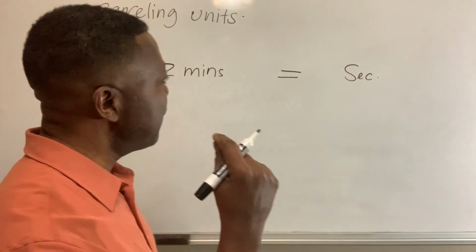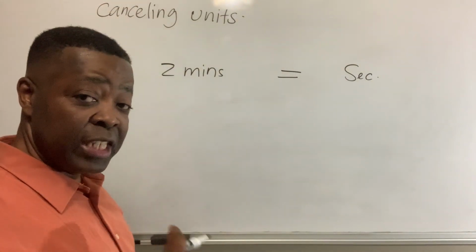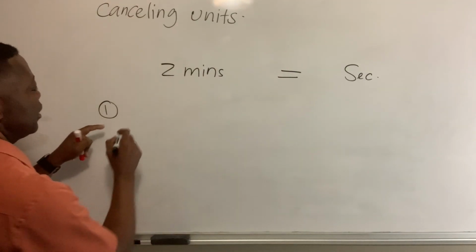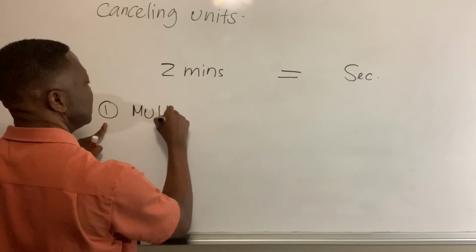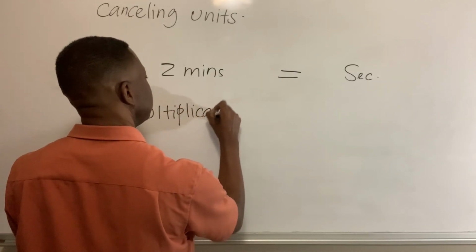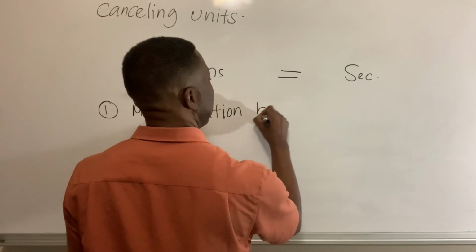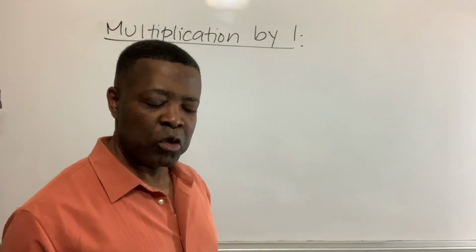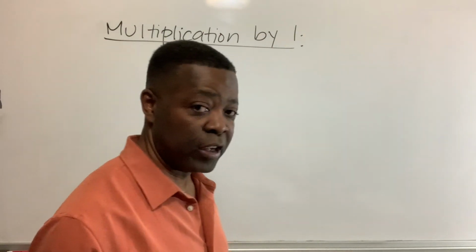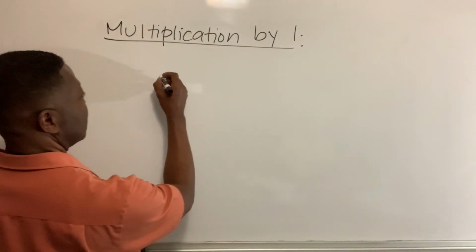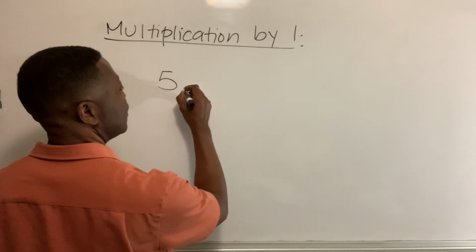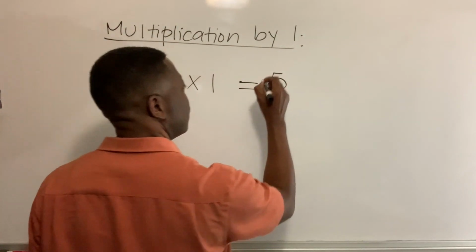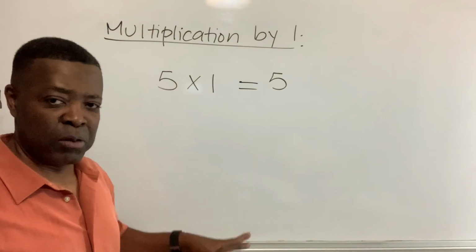The first big principle you need to know is the multiplication by 1. That's very big. In multiplication, if you have any number, you multiply it by 1, you don't change anything. For example, I have 5 times 1 equals 5. I don't change anything when I multiply a number by 1.